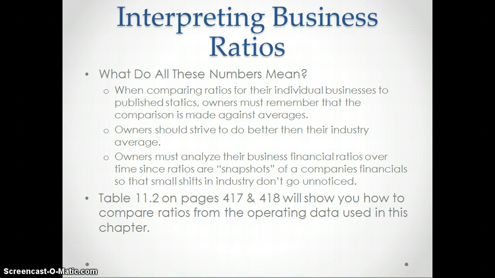Finally, what do all the numbers mean? What are all these ratios? We saw probably close to a dozen ratios. What do they mean? When comparing ratios for individual businesses to published statistics, owners must remember that the comparison is made against averages. I mean, you're not going to get true numbers. In publications, you're most likely going to see averages. Owners should strive to do better than the industry average.